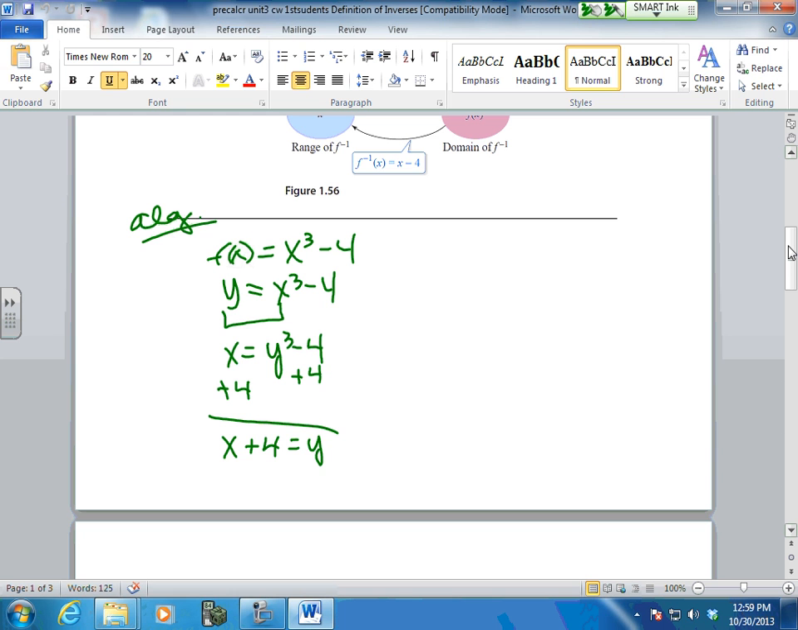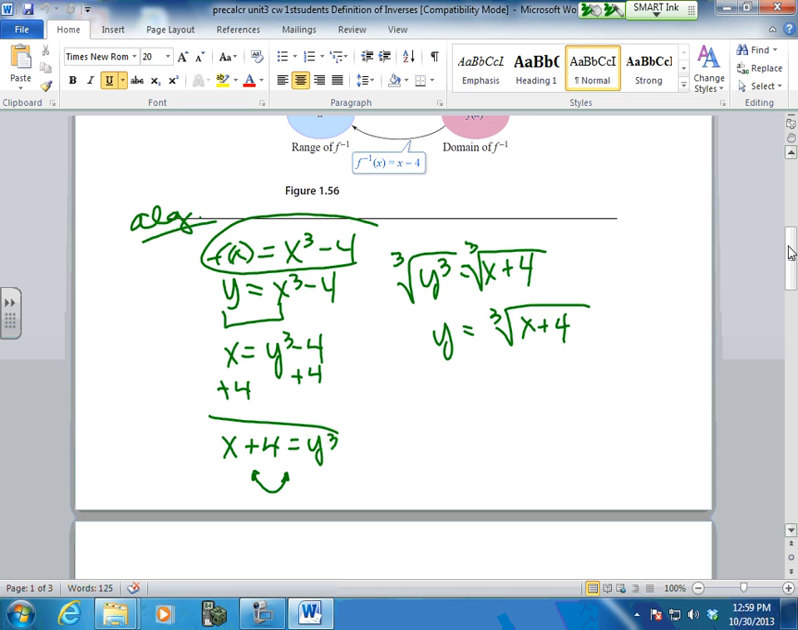Now they just flip these around. They use a reflexive statement. When we do a square, we square root it. When we do a cube, we cube root it. So y is equal to the cube root of x plus 4. Now, you have a calculator handy? Put this in your y1. Put this in your y2. And put y equals x in your y3.